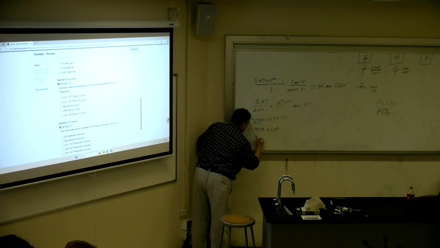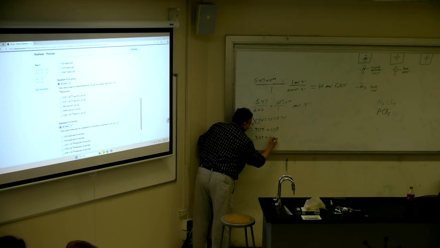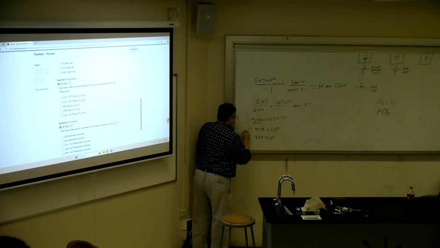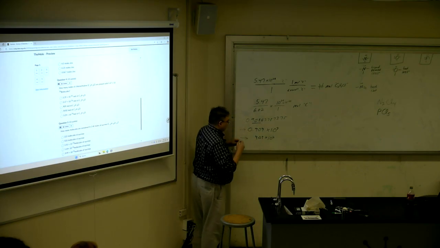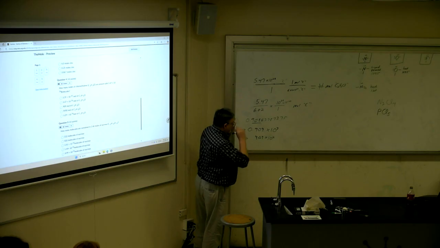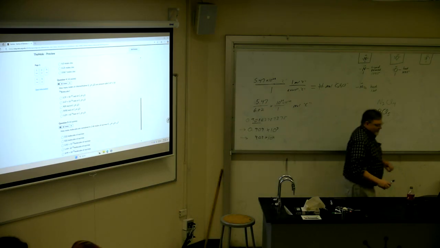And standard scientific notation would be 9.09. So I moved it up 1. So both of those are correct, but this one is in standard scientific notation.